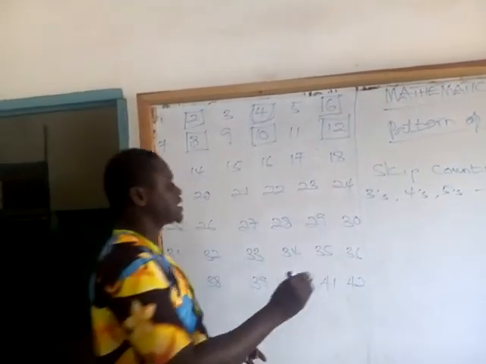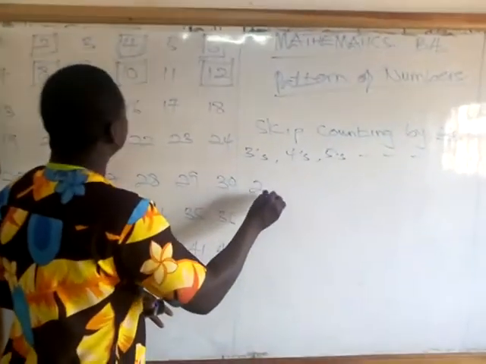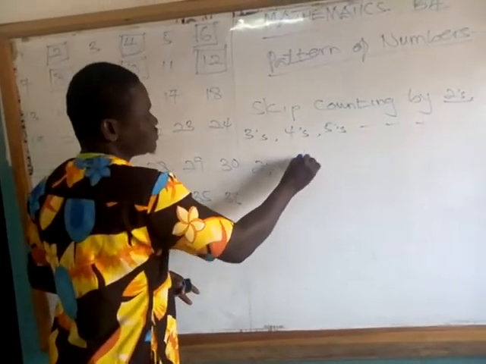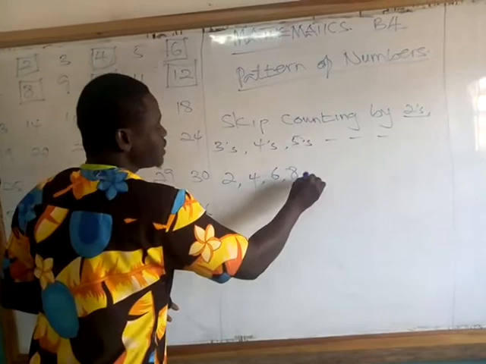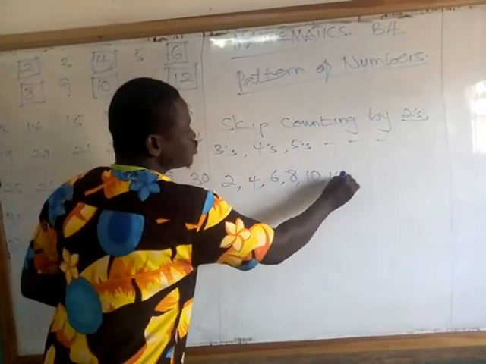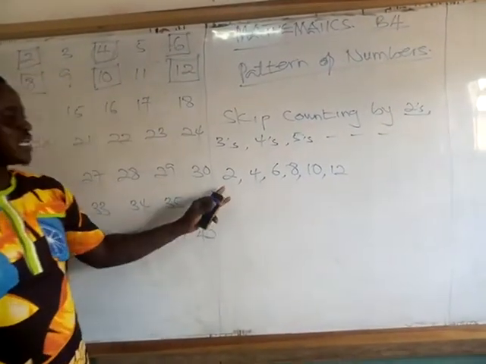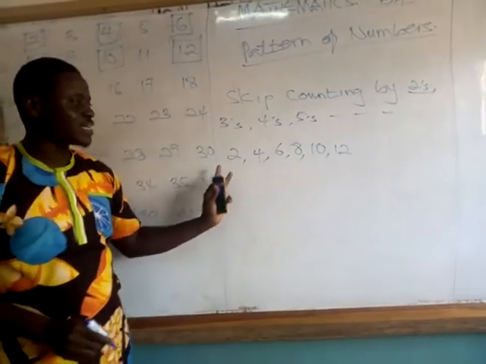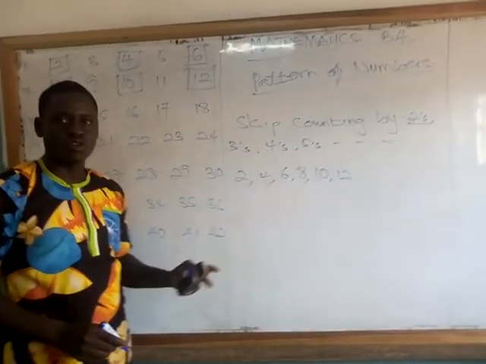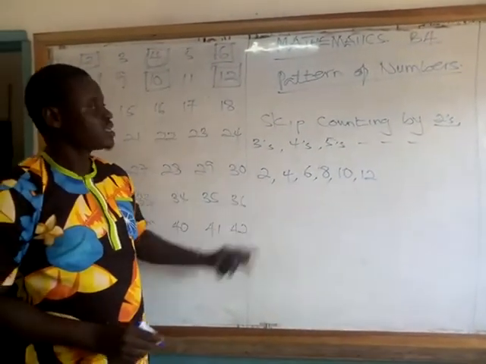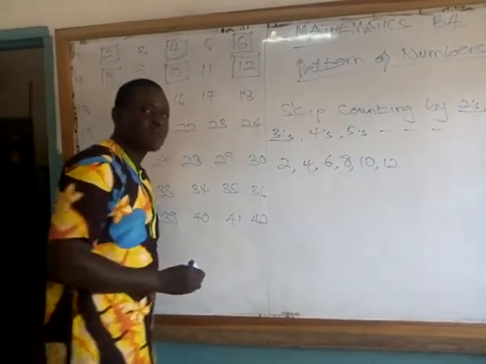Let's look at these digits. They are 2, 4, 6, 8, 10, 12. A closer look at this will tell you that they are multiples of what? 2. Let's also consider skip counting by 3s.